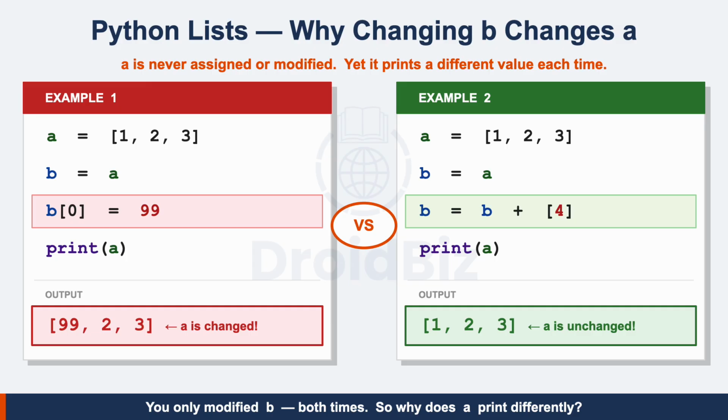In the second example, a still shows the original value, untouched, exactly as we left it. Same starting point. We only modified b in both cases. Yet a behaves completely differently each time. Why? The answer comes down to one thing: how you modify b. And once you understand it, you will never be surprised by this again.